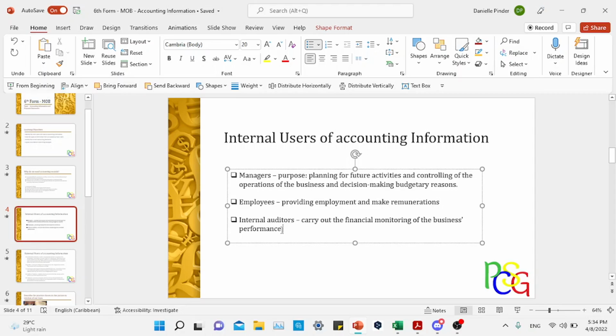So that is exactly what the internal auditors would do, and make sure that the business is keeping on track with its goals. So yes, that is what it simply means.